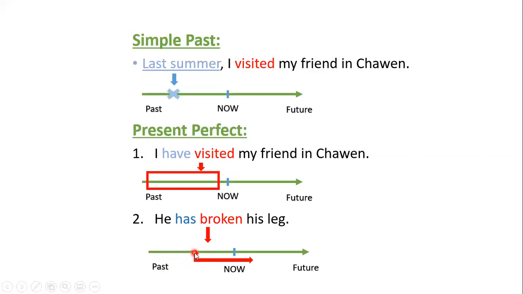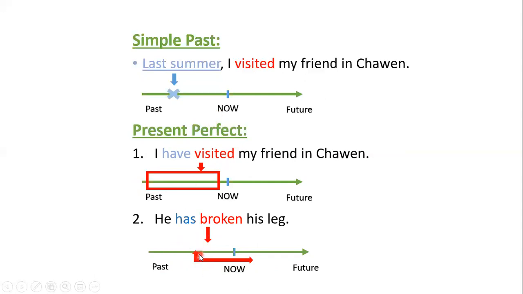But look here. It started in the past and it is still ongoing in the present and even towards the future. Look at the difference between here and here. Here we have an action that happened in the past, but we don't know which time in the past. We only know that it is between the past and now, a very long period. Therefore, we use the present perfect.